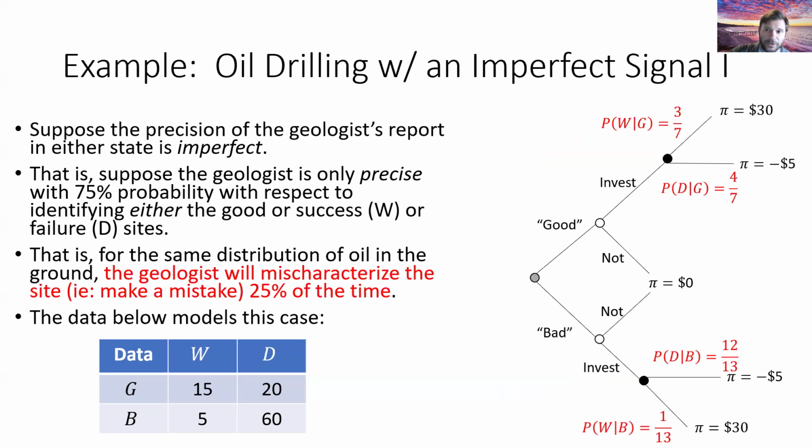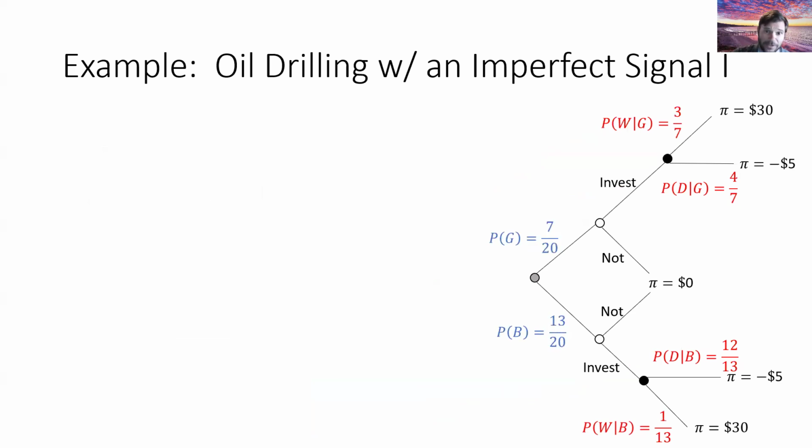The other probabilities you recall we could compute are the unconditional probabilities of observing the good and the bad signals themselves. There's a total of, we said, 35 good signals out of 100, which means the other 65 out of 100 are bad signals. And again, we can simplify those probabilities analogously.